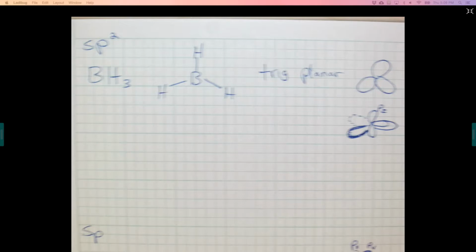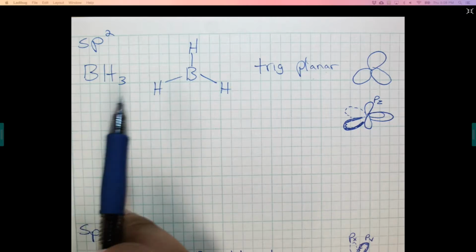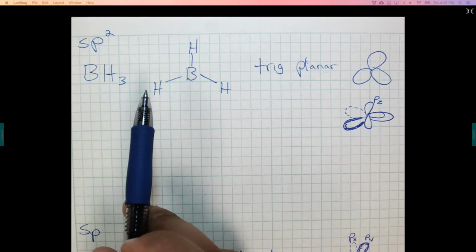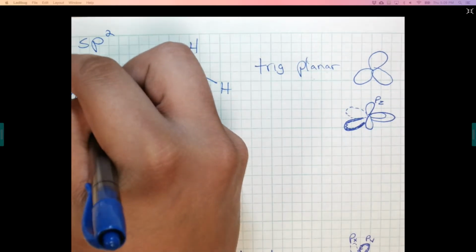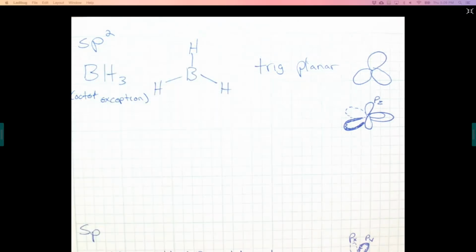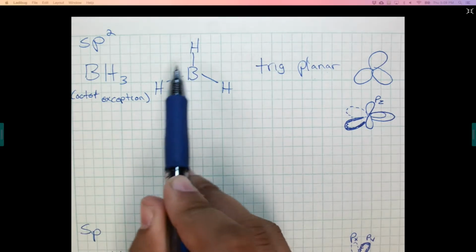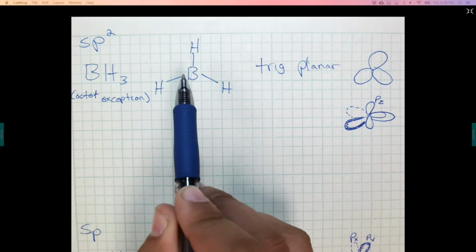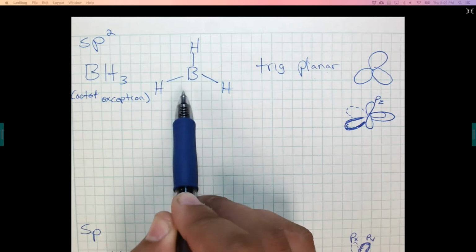Okay, let's take a look now at sp2 hybridization. So when we're talking sp2 hybridization, the example that was used in class is BH3, boron trihydride. Remember that boron is the octet exception, and we're using this to explain a concept, but boron does not need 8 electrons, so it is the octet exception. So with that being said, the correct Lewis structure is drawn as such, and the 3-dimensional Lewis structure is also drawn as such.